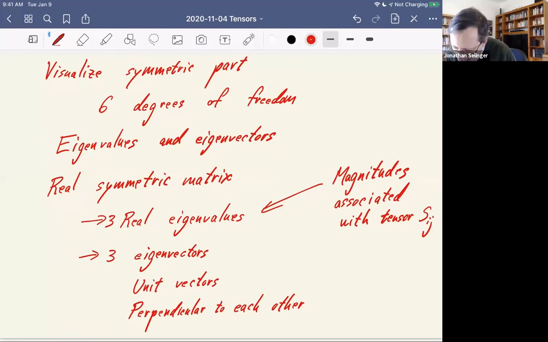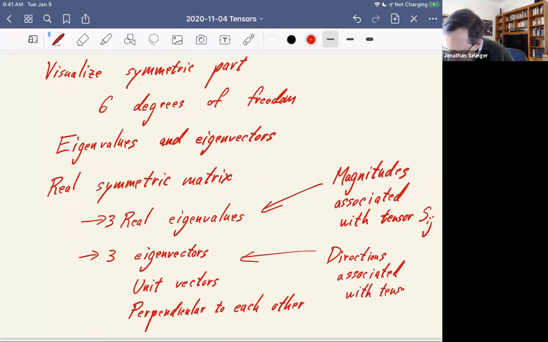And the eigenvectors are the directions associated with the tensor, the symmetric part of the tensor. Right? Let's count to see if this is the right number of degrees of freedom.